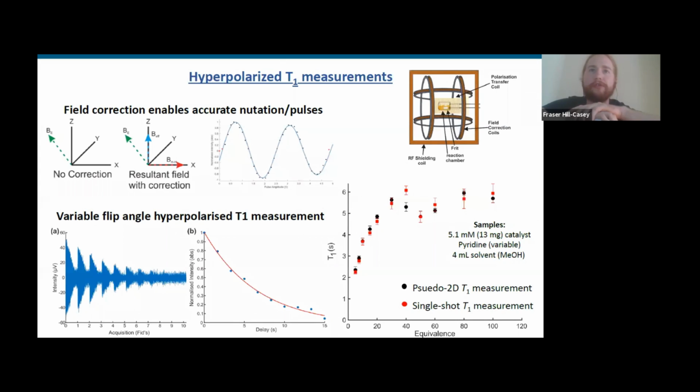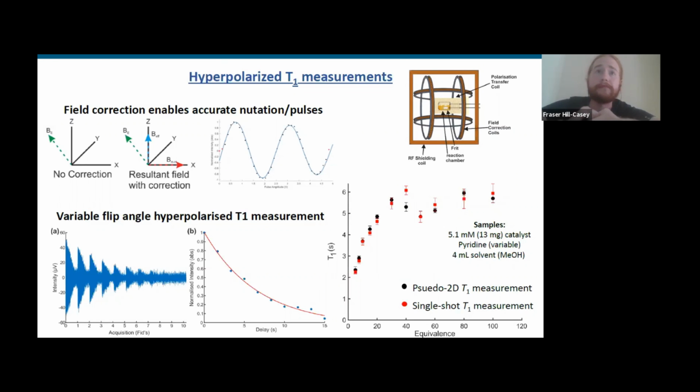And the rationale for putting this effort in to get these nice nutation curves is that it lets us do more complex experiments. So this is a variable flip angle hyperpolarized lifetime measurement, a single shot lifetime measurement. And on the bottom right, I'm showing a comparison between these single shot measurements and a more traditional pseudo 2D style measurement. And this is T1 as a function of equivalents, or substrate to catalyst ratio. As you go to a higher substrate to catalyst ratio, you have more signal coming from your bulk solution, which leads to a longer bulk T1. And we can see that this matches up quite nicely, aside from one odd point.